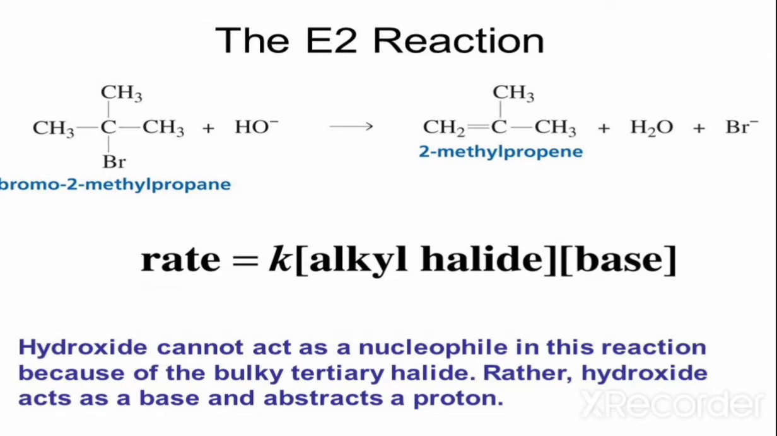Firstly, we will take 2-bromo-2-methylpropane, and it will react with a hydroxyl group, a nucleophile. It is a one step mechanism, so we get our final product, that is an alkene, 2-methylpropene, and we get the byproducts water and a halide. The hydroxide cannot act as a nucleophile in this reaction because of the bulky tertiary halide. Rather, hydroxide acts as a base and abstracts a proton.